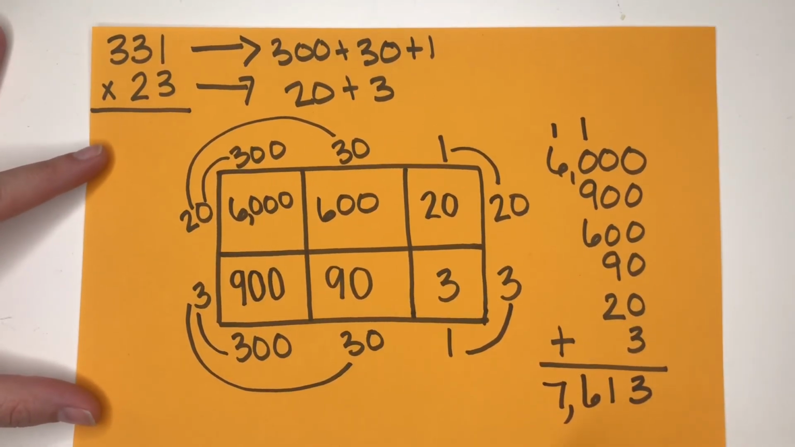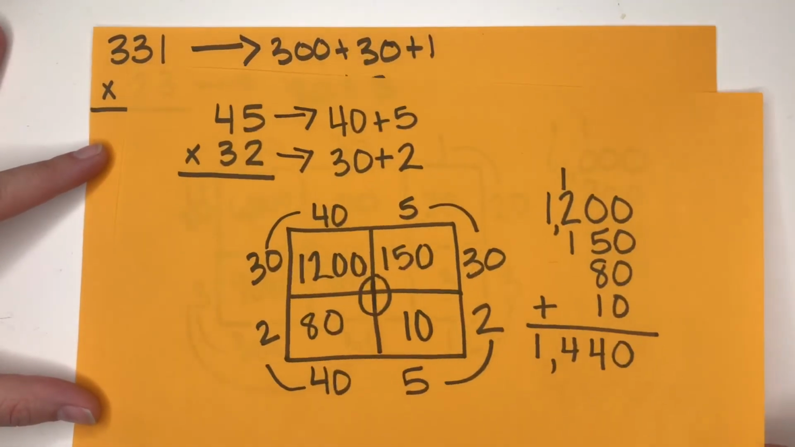Well, there I have it. This is the area model for 3-digit times 2-digit numbers, built on what we worked on last year in 4th grade, which was the 2-digit by 2-digit.